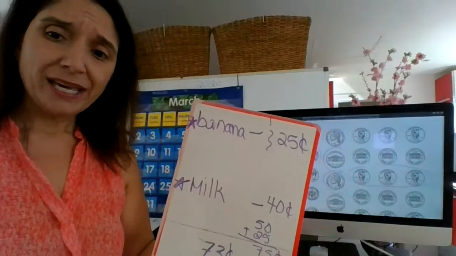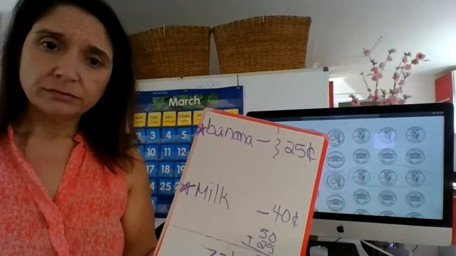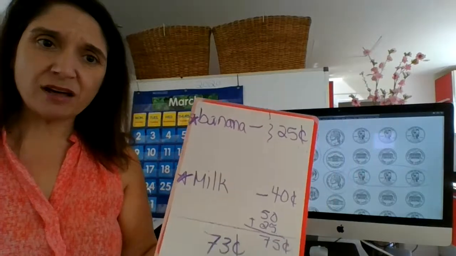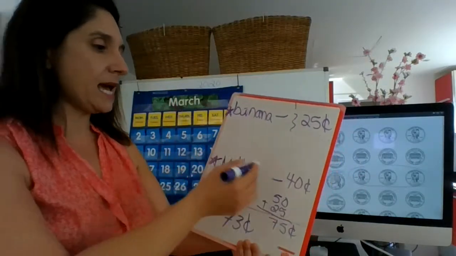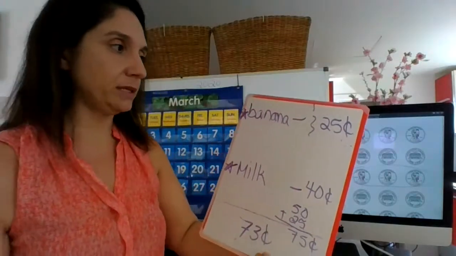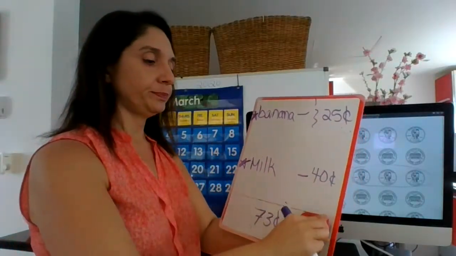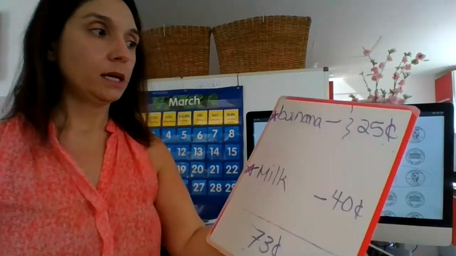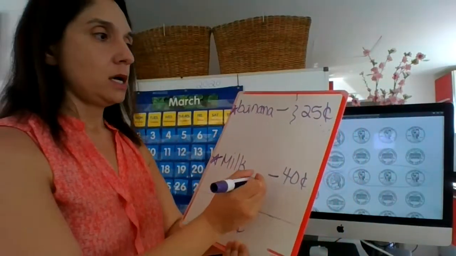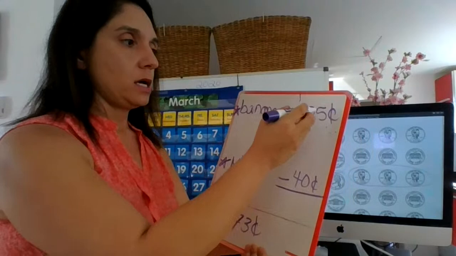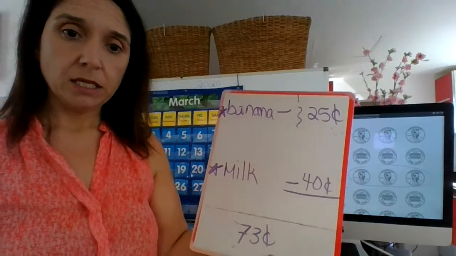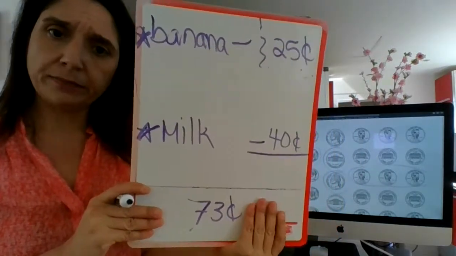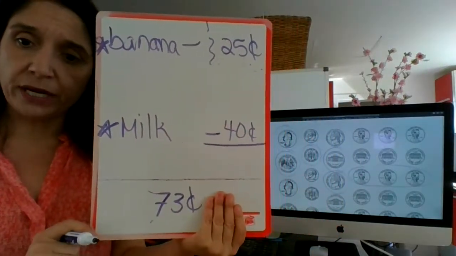But can I have, what do you think? Do you think I can have a cookie and milk or a banana and milk? Let's add it up. Let's see what happens. If I add 25 cents plus 40 cents, am I going to have enough money to buy it? I will have enough money to buy it.